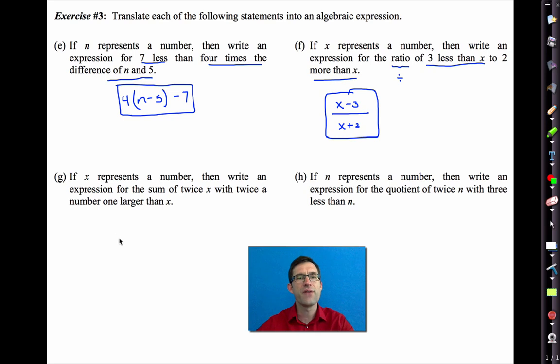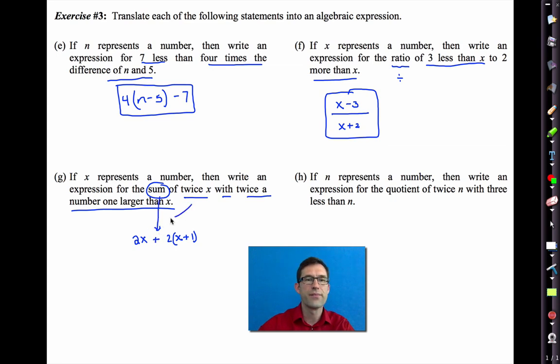Letter G. If x represents a number, then write an expression for the sum of twice x with twice a number 1 larger than x. Okay, so we're adding some things. What are we adding? We're adding twice x, that's easy, with twice a number 1 larger than x. Well, here's a number 1 larger than x, and here's twice that. Really important on the parentheses, and then I'm going to sum them together. So there's that sum. There's twice x, and twice a number 1 larger than x. Again, we could simplify that, but nothing in the problem tells us that we have to.